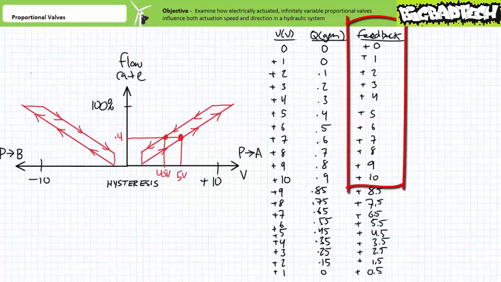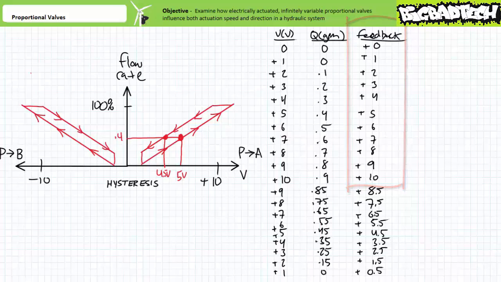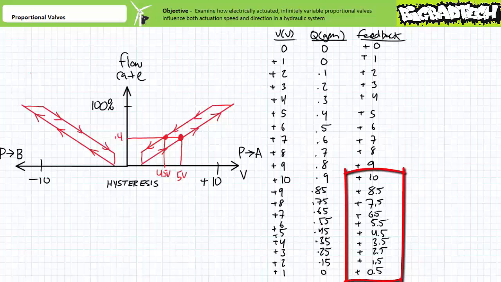On the way from 0 up to positive 10 volts, it would produce the following outputs. Fully open at positive 10 volts and allowing 0.9 gallons per minute through the valve, the spool is fully open and the LVDT produces a positive 10 volt output. On the way down, however, the spool position kind of lags behind the dropping applied voltage.